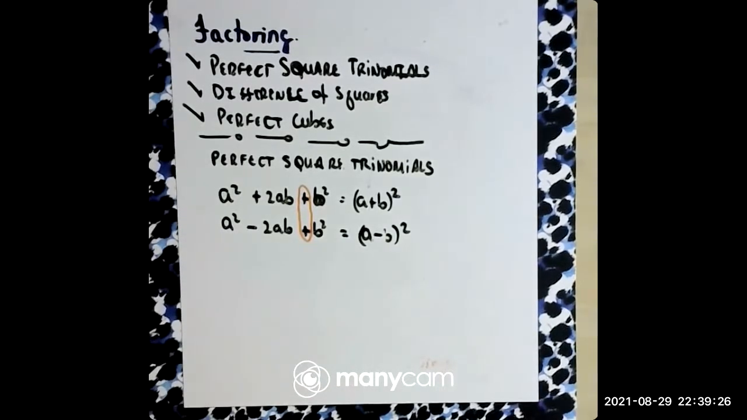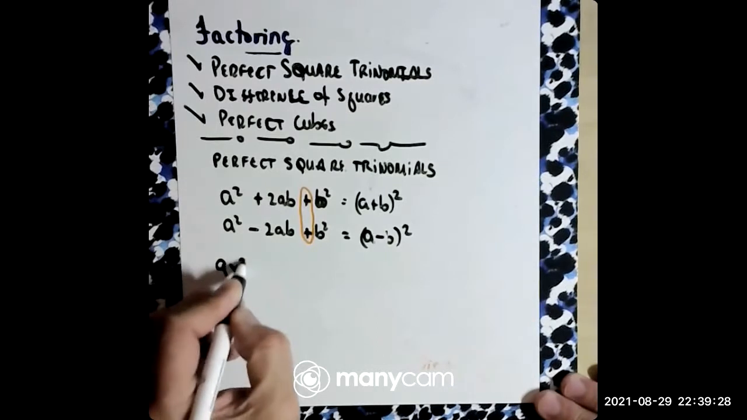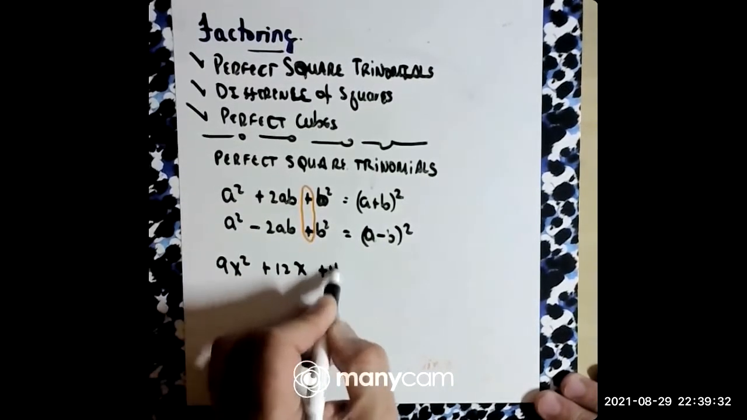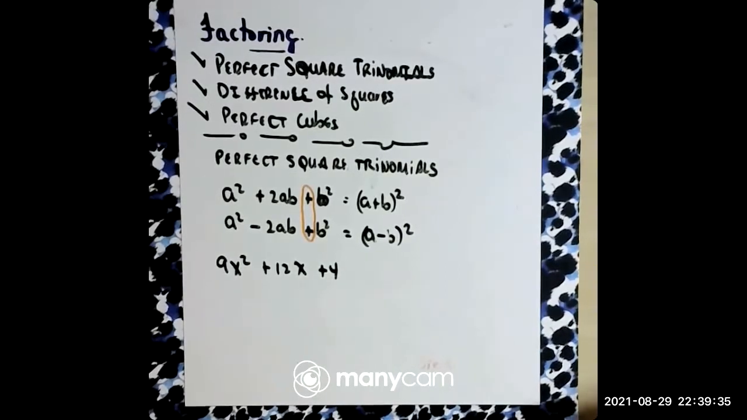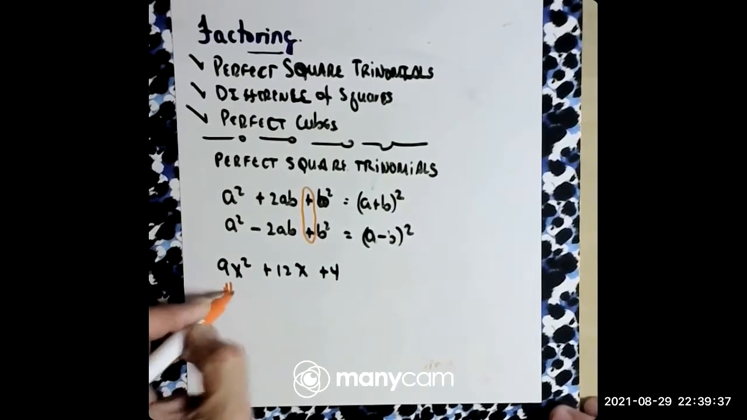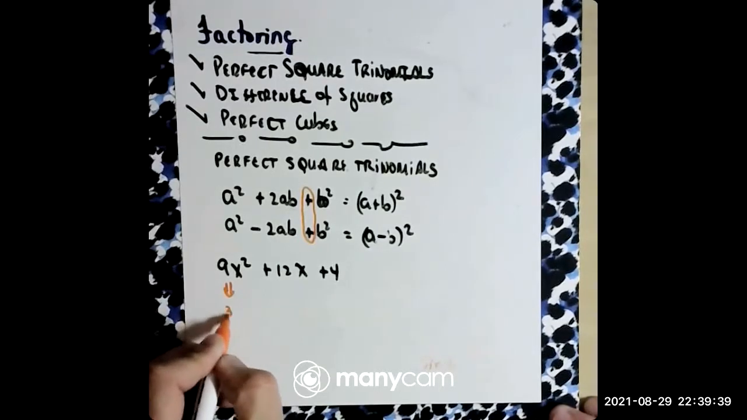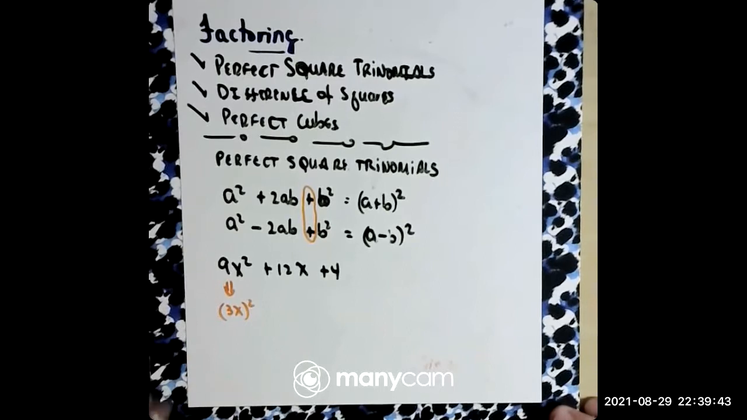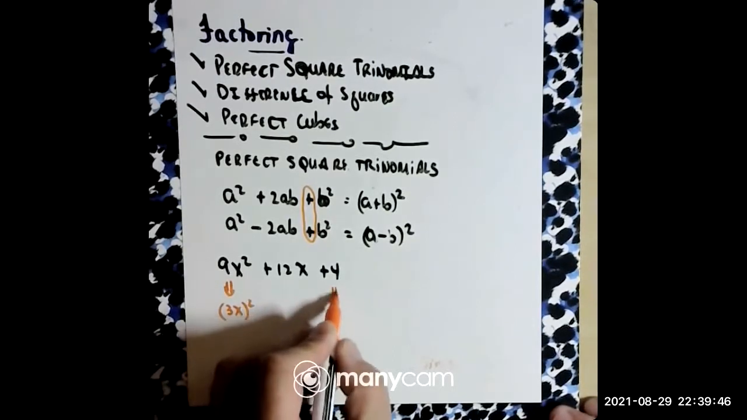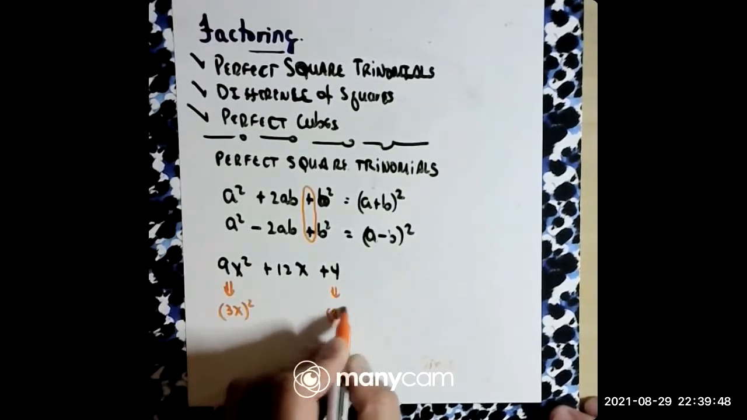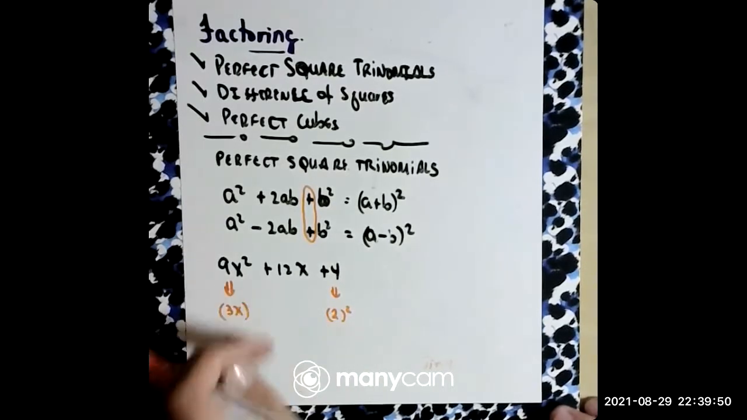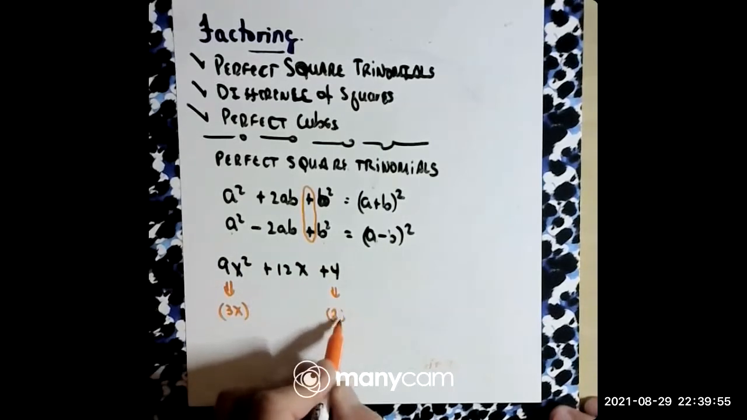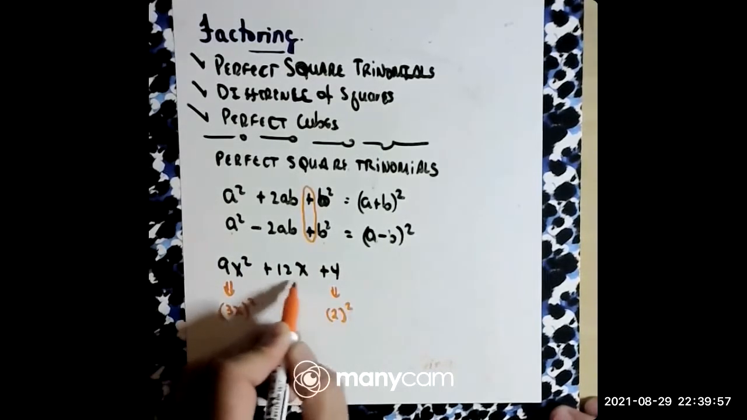How do I recognize the pattern? Let's explore this one: 9x squared plus 12x plus 4. We need to ask ourselves if this is a perfect square. Yes, because this will be 3x squared. 3x times 3x is 9x squared. What about the 4? Absolutely, this is 2 squared. 2 times 2, 4. So we already recognize the A and the B. Now we need to verify the middle term.